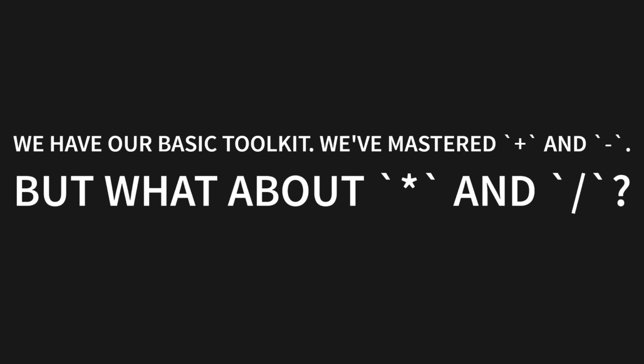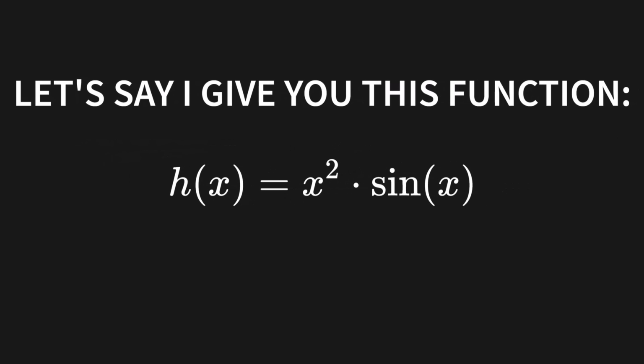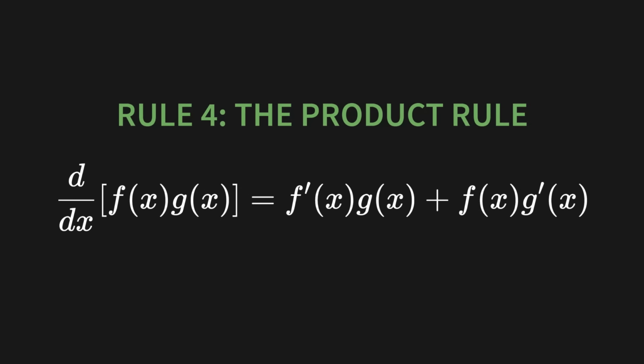We have our basic toolkit. We've totally mastered addition and subtraction. But what about multiplication and division? What about the star and the slash? Let's say I give you this function. H of x equals x squared times sine of x. What's the derivative? It's so tempting to just do them separately, isn't it? But that's not how it works. We need a special rule.